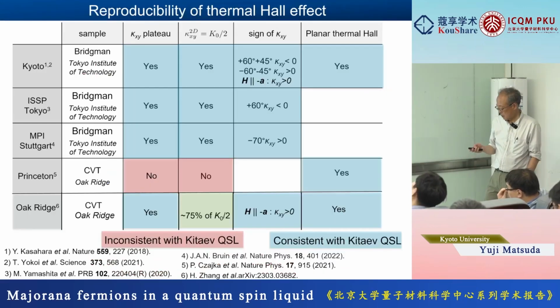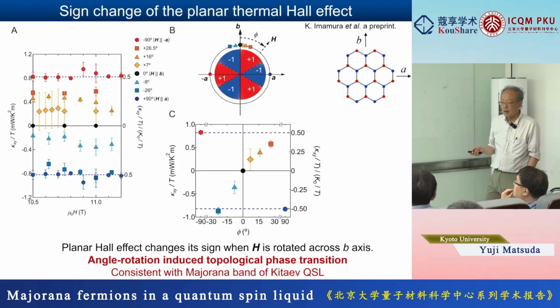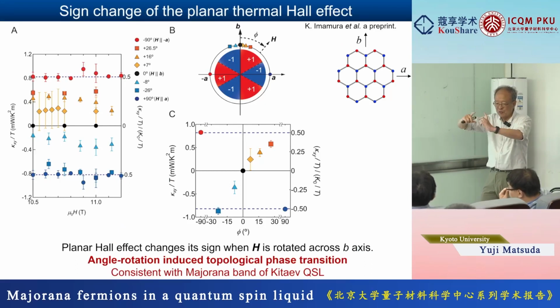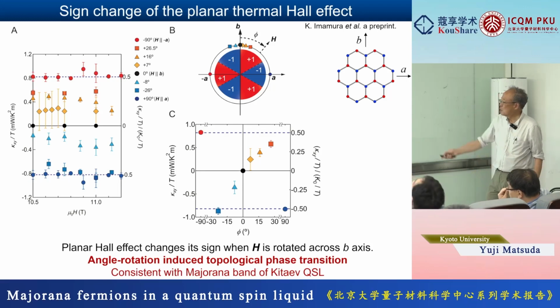So your magnetic field is a vector magnet, or you rotate it? Yeah, we rotate it, because we need a magnetic field of nearly 10 Tesla, so we cannot use a vector magnet.